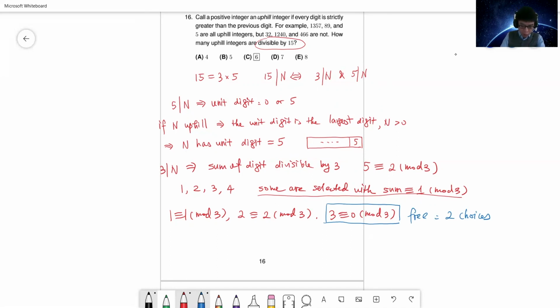4 also has remainder 1 when divided by 3. So there are the following 3 cases for 1, 2, and 4, where the sum has remainder 1 when divided by 3. Either we just choose 1, because we need the sum to have remainder 1, or we just choose 4, or we choose 1, 2, 4 altogether. So there are 3 choices.